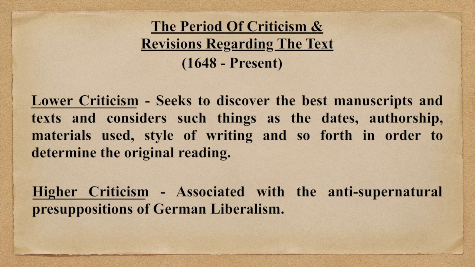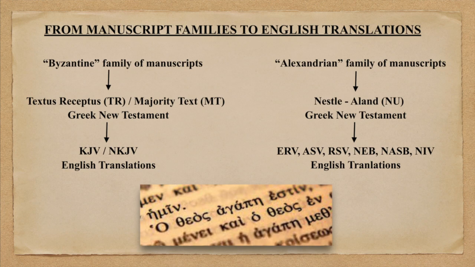We now want to briefly examine the impact of these textual studies. So we start off with the Byzantine family manuscripts and the Alexandrian family manuscripts. From these, we get two Greek texts, as these manuscripts are put together to form a singular Greek text. There's the Textus Receptus, also known as the TR or Majority Text, MT, Greek New Testament. And then we have the Nestle-Aland Greek New Testament.